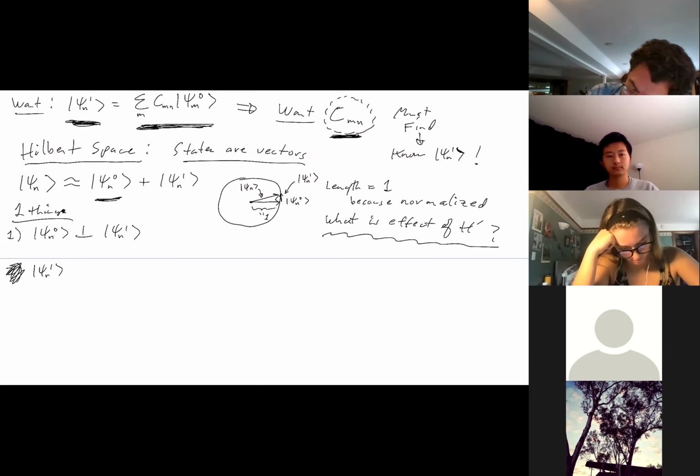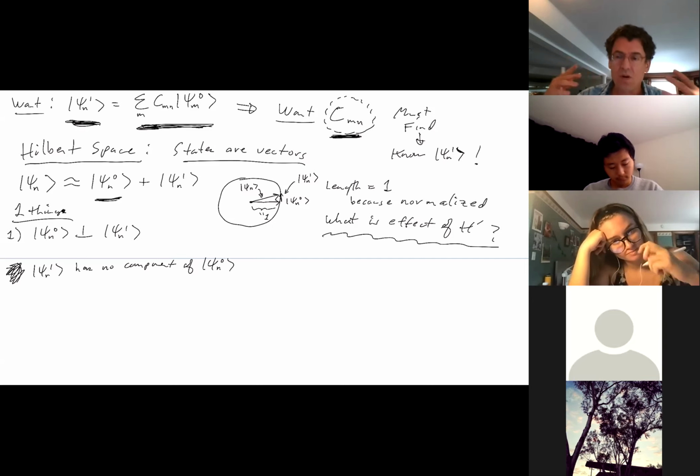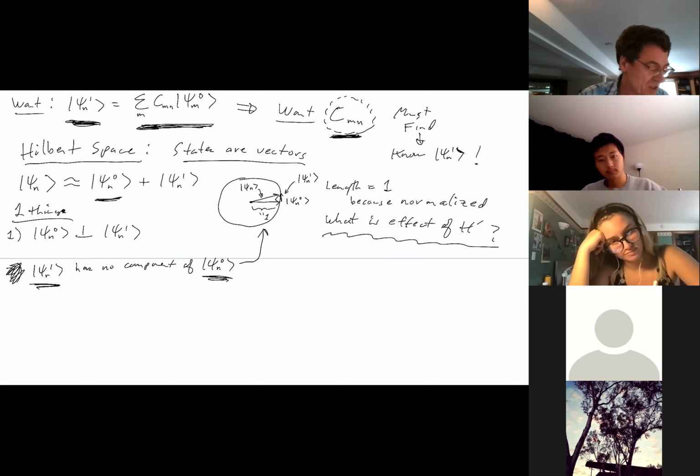Because these two are orthogonal, psi n1 has no component of psi n naught. It's orthogonal, and so it's kind of a trivial statement, but it has important implications. So there is no component of psi n naught in psi n1. Can you see that? You get it just from this very trivial construction, which is a very profound and important point. I think it's cool that you can just see it from this very simple geometrical construction.